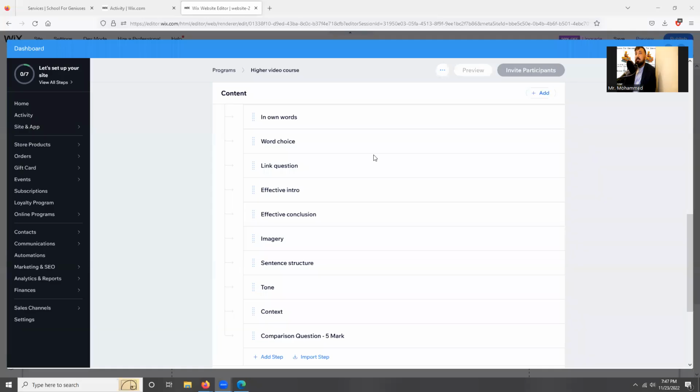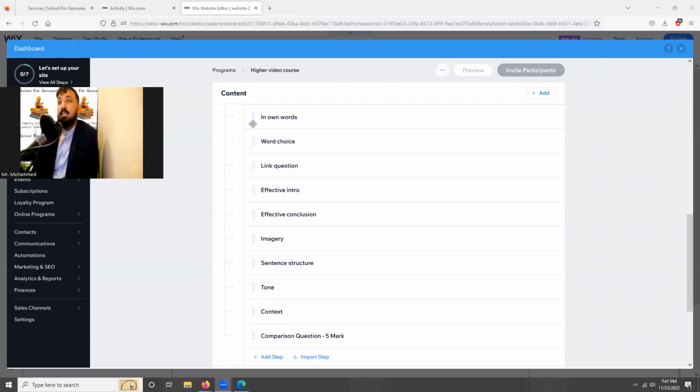Now, what are the question types when it comes to RUAE? They are as follows. The question types are divided into some different kinds. We begin with what we call understanding questions. Underneath this title of understanding questions, we have in your own words, effective introduction, context, and effective conclusion. These are all essentially understanding questions.